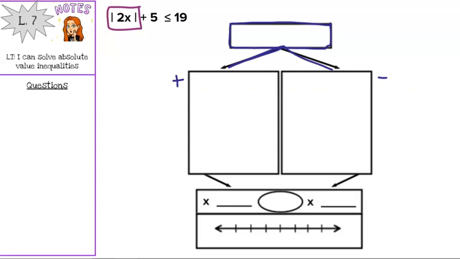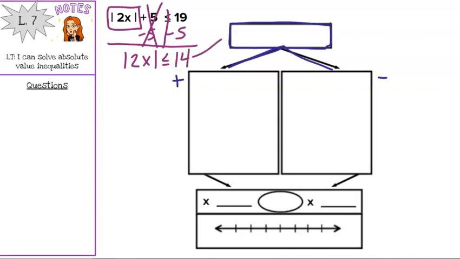The 5 is outside of the absolute value bar, which means we have to get rid of that first before we split it up into two cases. So I'm going to undo minus 5 on both sides first. 5 take away 5 is nothing. We're still left with the absolute value of 2x. The less than or equal to sign stays. 19 take away 5 is 14.